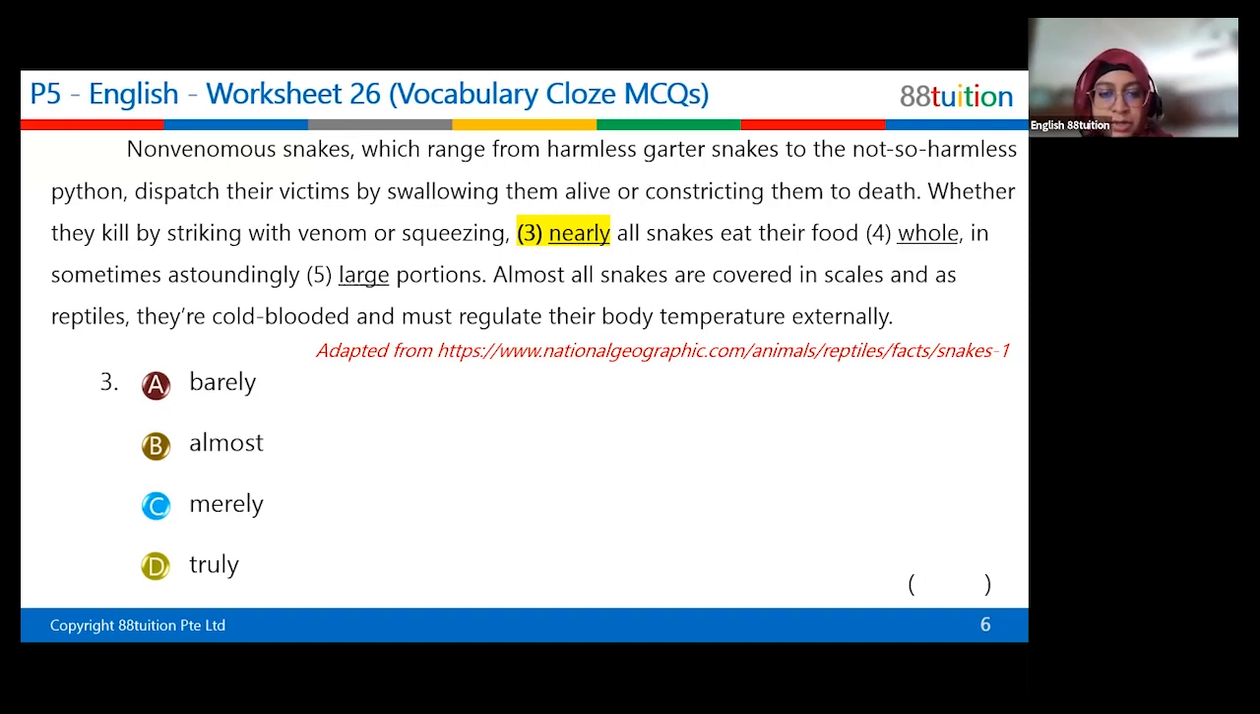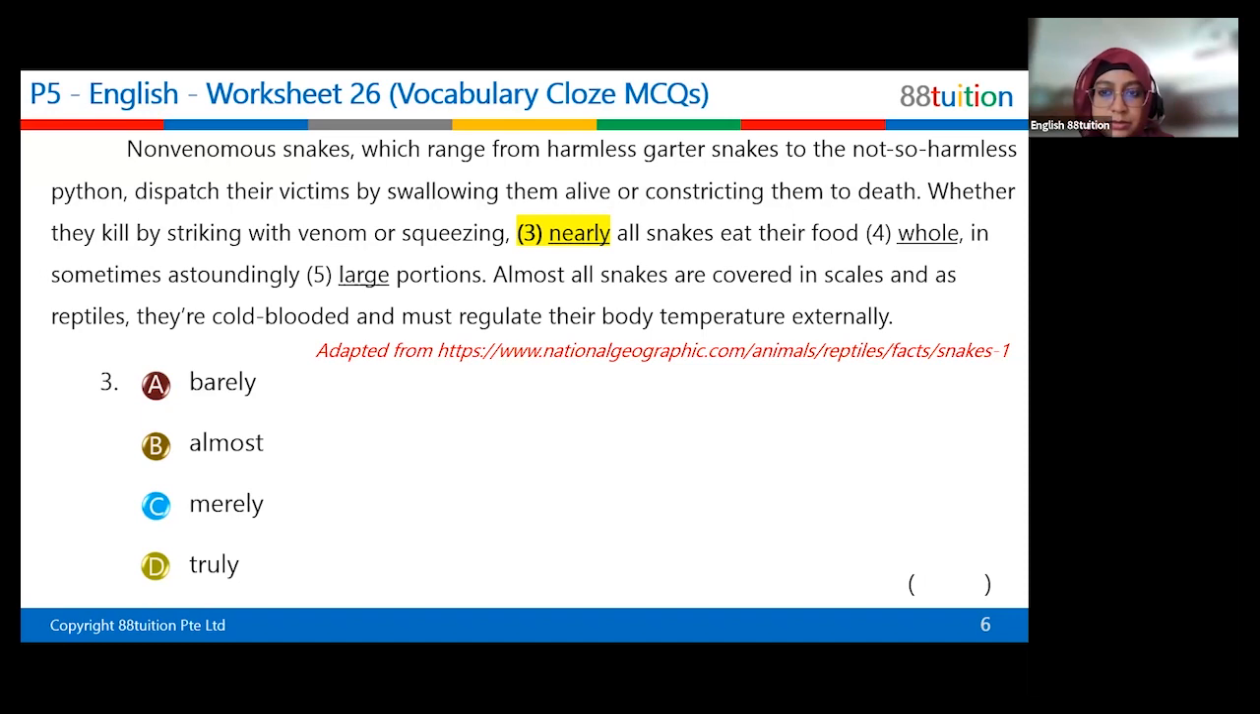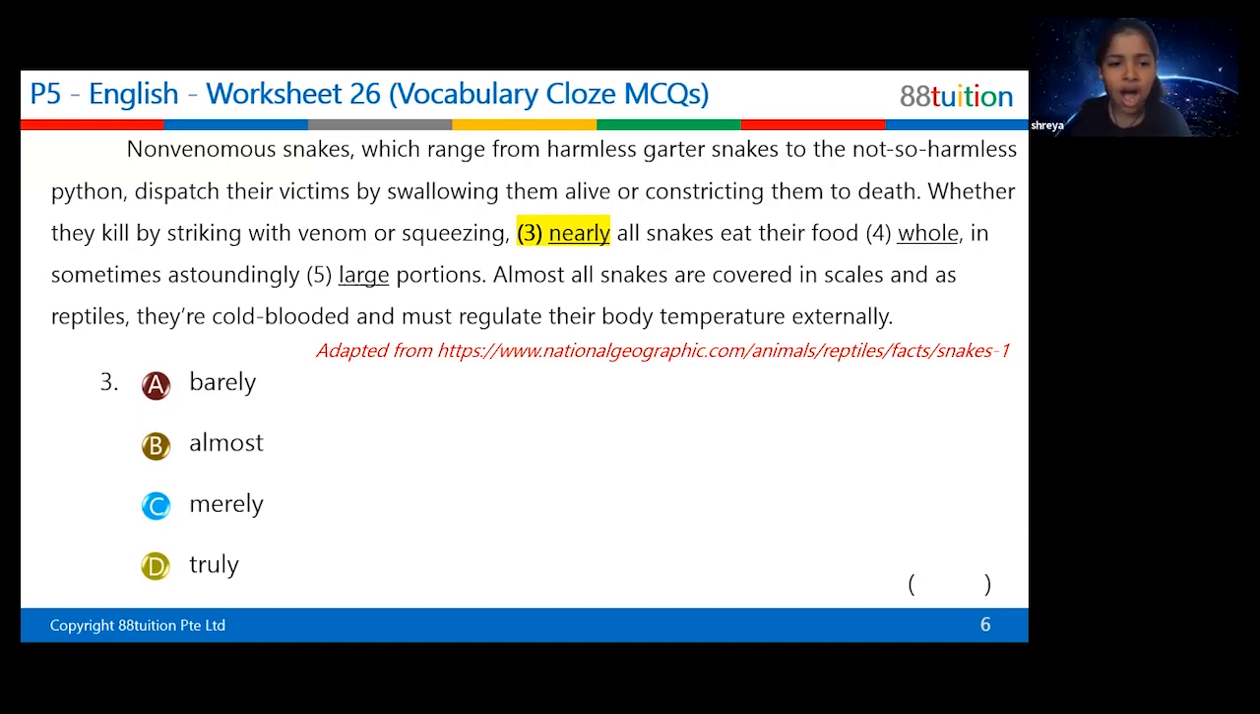Okay, next person to read, Shreya, could you do us the honor of reading this question? You can unmute yourself. Non-venomous snakes, which range from harmless garter snakes to the not so harmless pythons, dispatch their victims by swallowing them alive or constricting them to death, whether they kill by striking, venom, or squeezing.